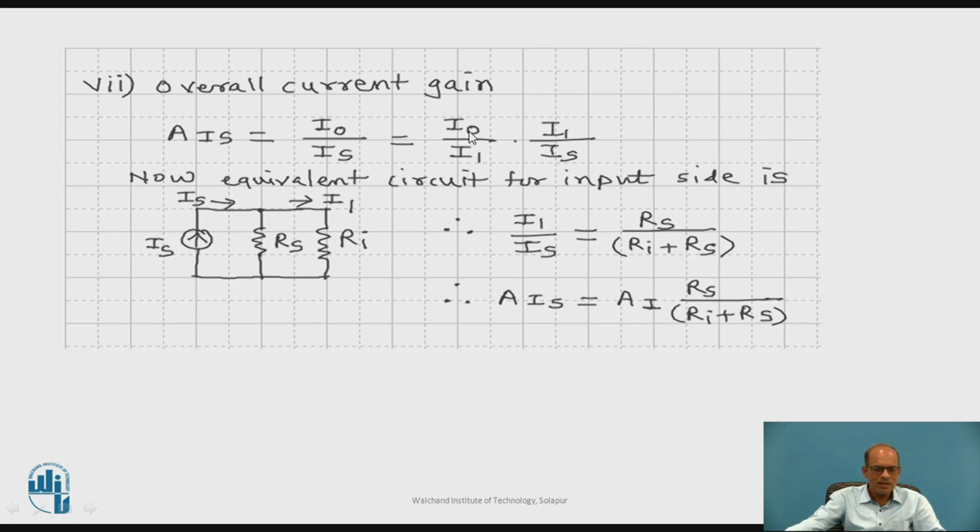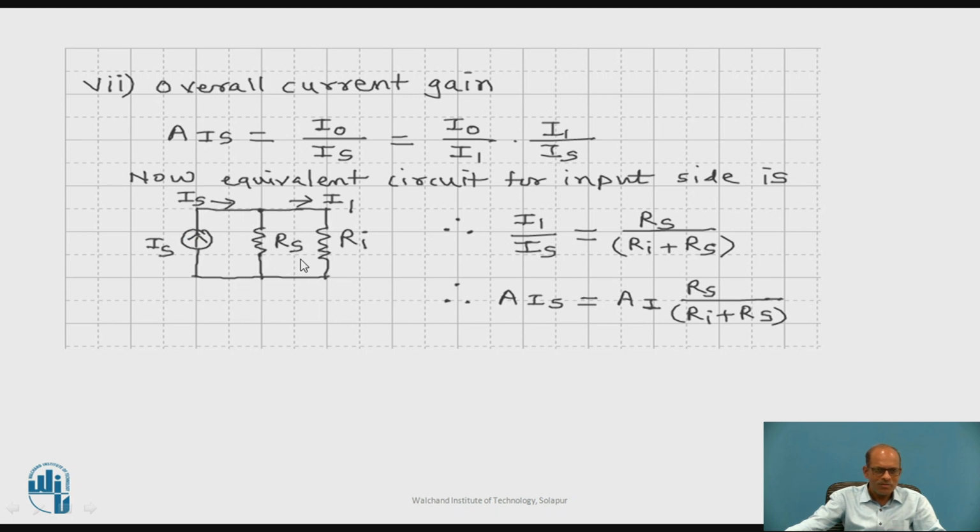Now overall current gain AIS is equal to IO divided by IS, that can be written as IO by I1 into I1 by IS. So now the equivalent circuit for the input side using the current source becomes: IS is a current source in parallel with Rs and in parallel with Ri.